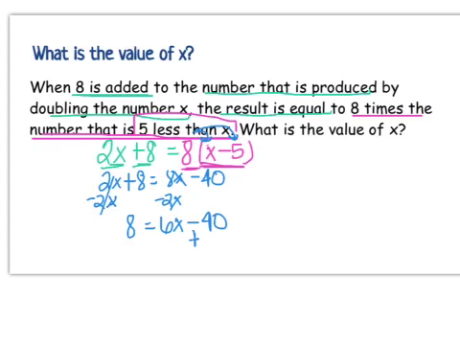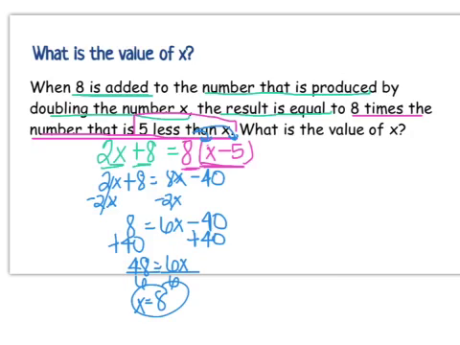Move my constants now. Add 40 on both sides. Get 48 equals 6x. Divide both sides by 6. And I get x equals 48 divided by 6 is 8.